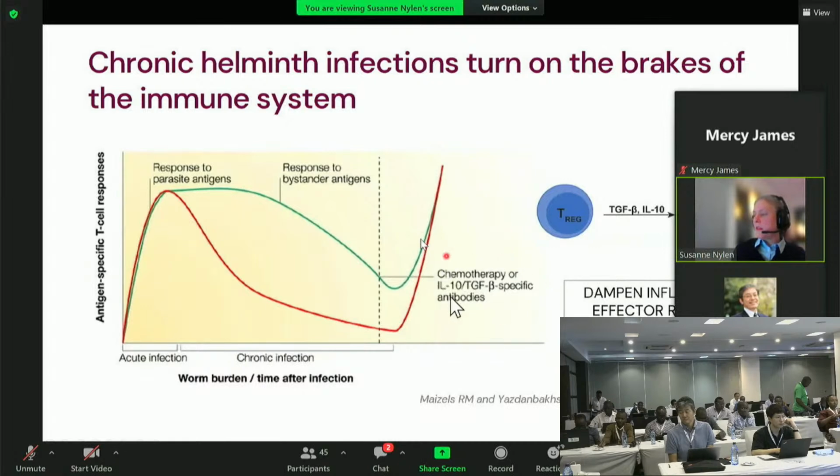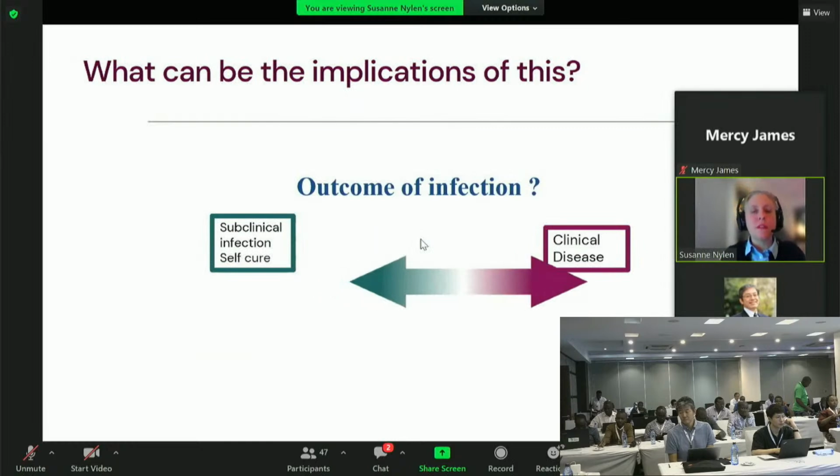If one then takes away the regulation, with cytokines like interleukin-10 and TGF-beta, which have this dampening effect, one can retrieve the responses. So in general, to survive and not to damage tissue, the worms have these effects, and this is typically seen with chronic infections. So, what are then the implications for this when it comes to other infections? Will worms then be something that can drive an infection from subclinical infection with self-cure towards more clinical disease?